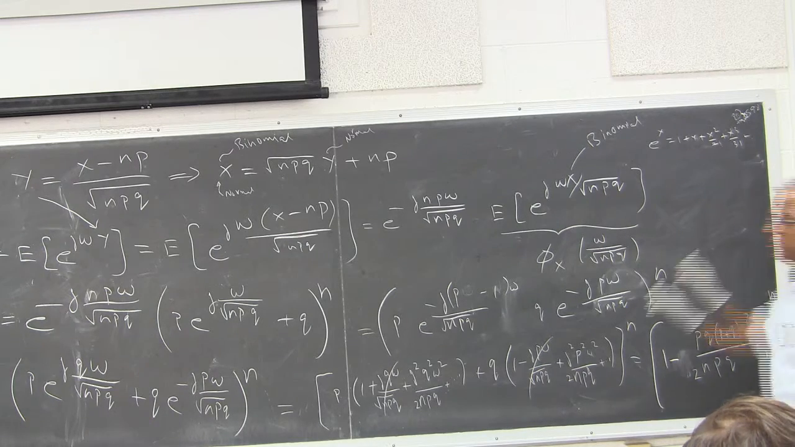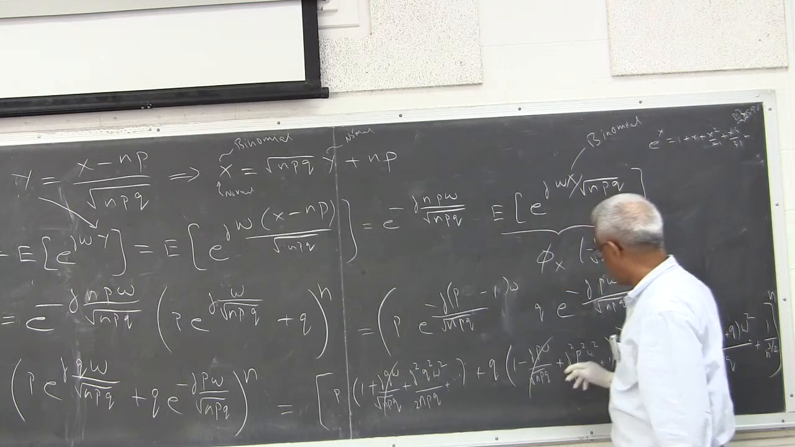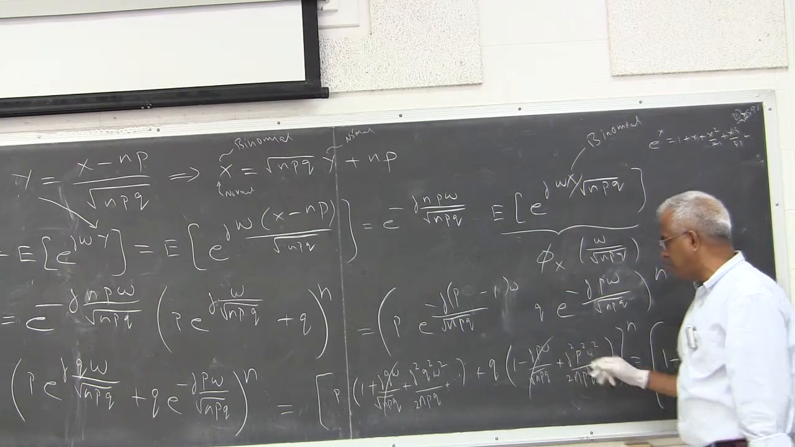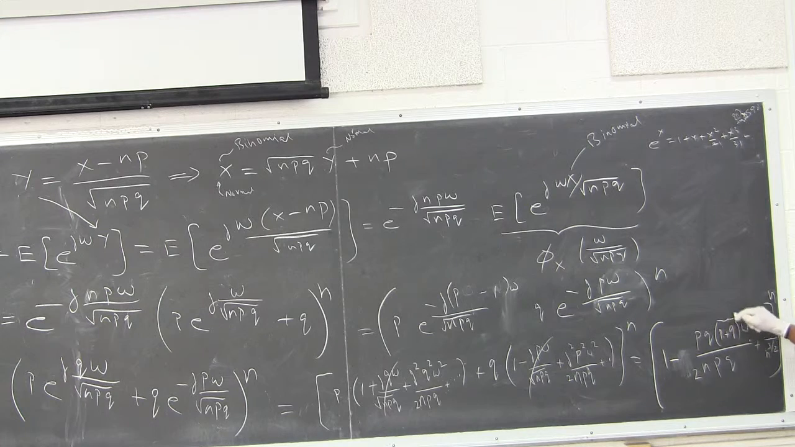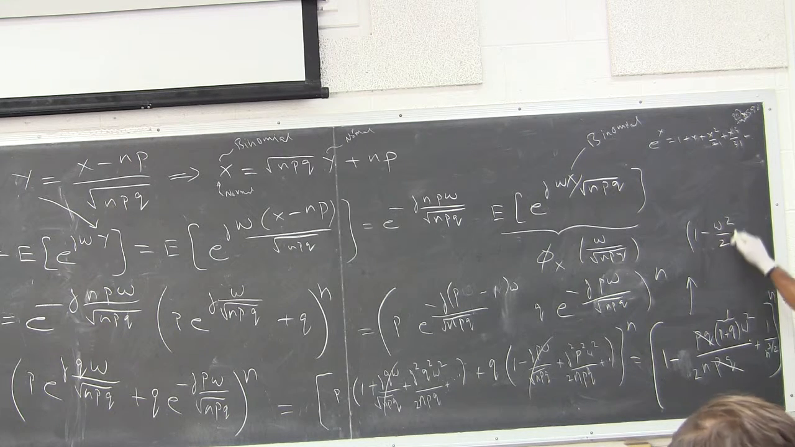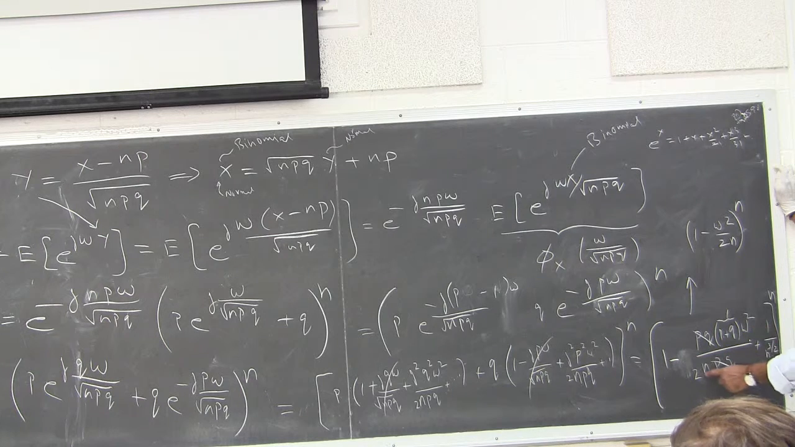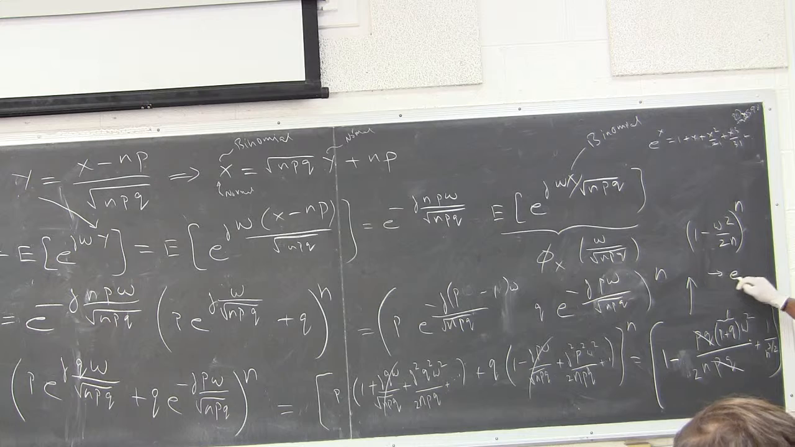PQ is common, right? See, you have a P here. I can pull out a Q, then still I have a Q here. If I pull out PQ, I have a P here. So I put the P plus Q here. But P plus Q is 1, PQ cancels. So this now reads 1 minus omega squared by 2n, to the power n, right? 1 minus omega squared by 2n to the power n. But this is, of course, the expansion of e raised to minus omega squared by 2, as n goes to infinity. That's the only condition.